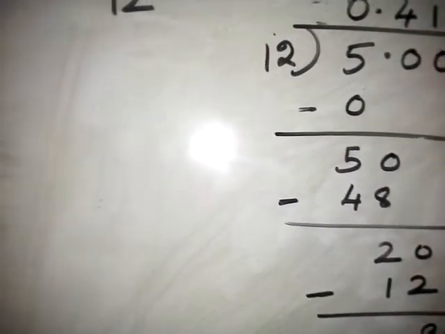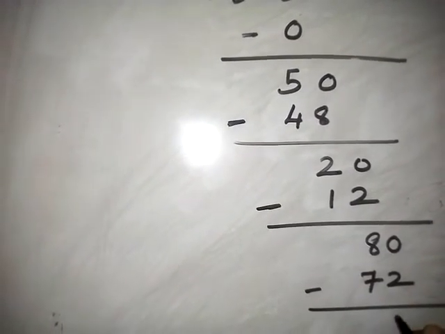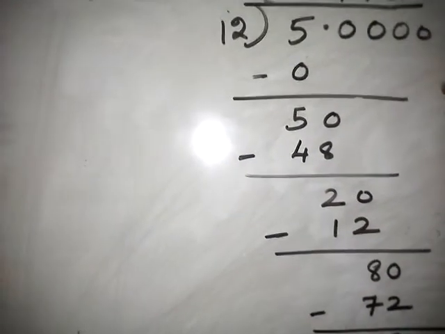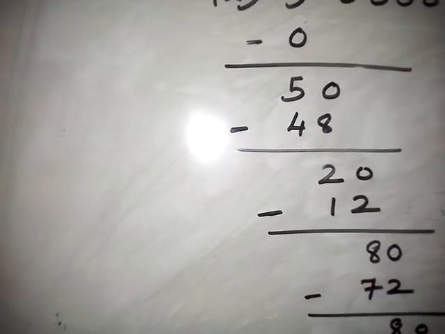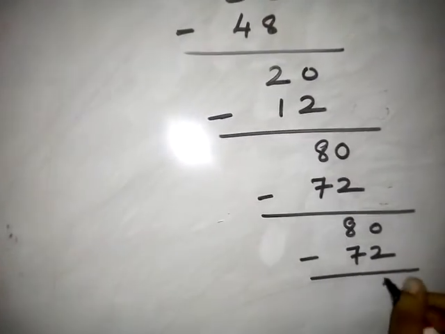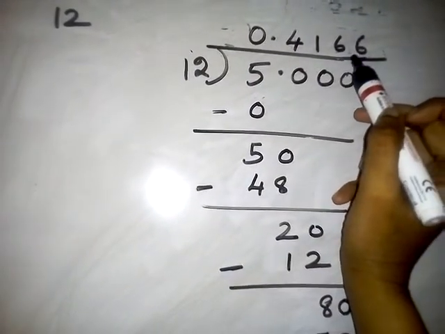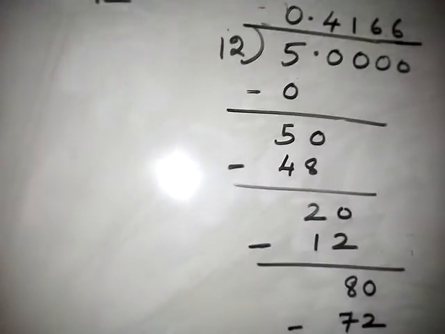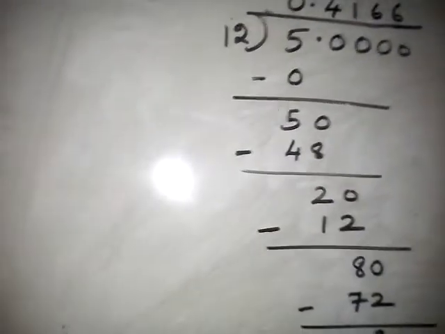12 6s are 72. 80 minus 72, 8. Again take 0. 12 6s are 72. Again your remainder is getting 8. So here the division does not come to an end. Here the digit 6 is repeating. If your remainder is not getting 0, the division does not come to an end. Now in your quotient, one digit is repeating. So you have to stop this division.